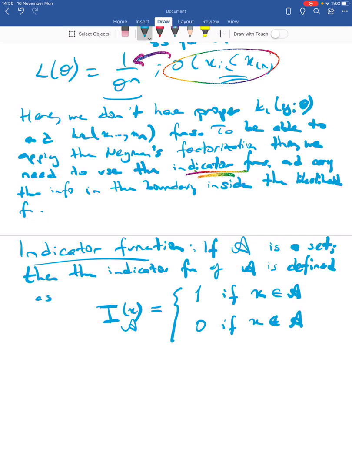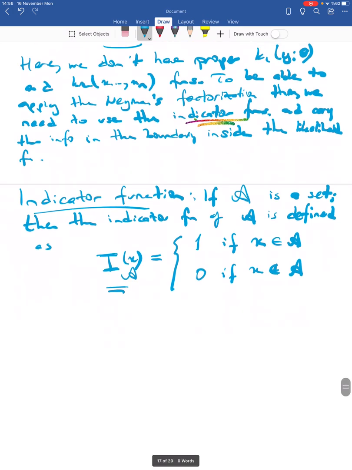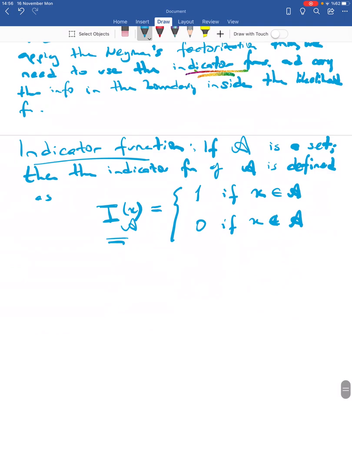Okay, so in this case, we have to create our likelihood indicator function as if our function is in this range or not, and put an indicator function in the likelihood function. Okay, so let's try to do it for our case. So this is the definition of an indicator function. So for our example, let's create it.